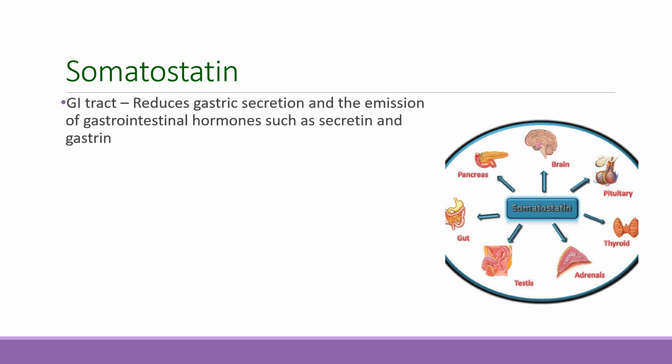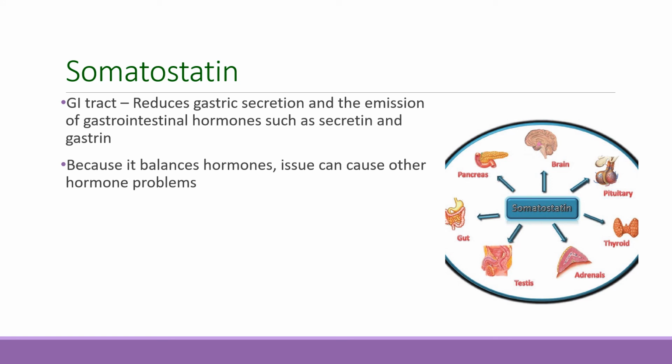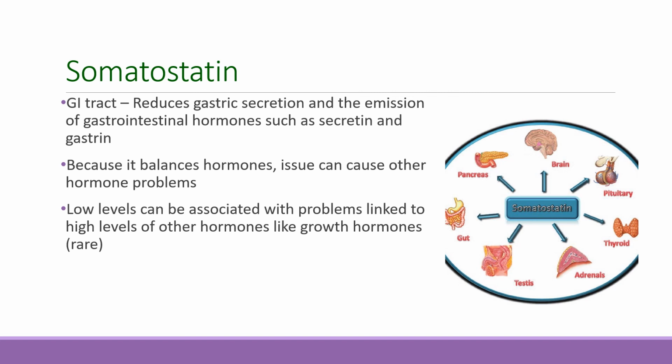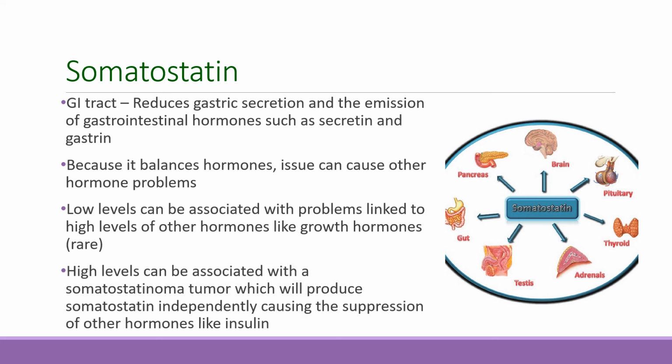In terms of the GI tract, somatostatin reduces gastric secretions and the emission of gastrointestinal hormones such as secretin and gastrin. And because it balances hormones, an issue can cause other hormone problems. Low levels can be associated with problems linked to high levels of other hormones like growth hormones. This is rare, but high levels can be associated with a somatostatin tumor, which will produce somatostatin independently, causing the suppression of other hormones like insulin.